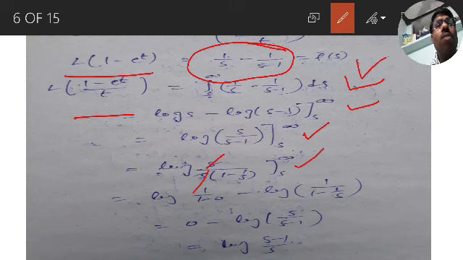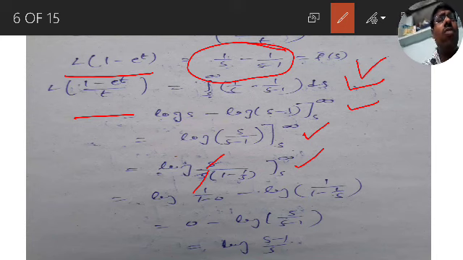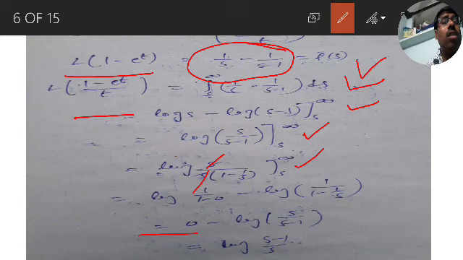Log of 1 by (1 minus 1 by s). Here 1 by s means 1 by infinity, and 1 by infinity is 0. Minus log of 1 by (1 minus 1 by s) at the lower limit, which gives log 1. What is the value of log 1? It is 0. Then 0 minus, taking the LCM, log of s by (s minus 1).